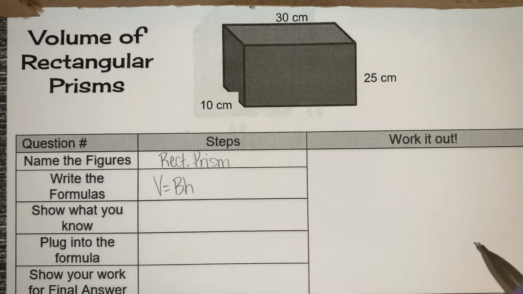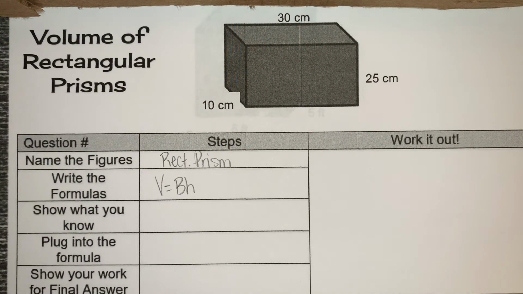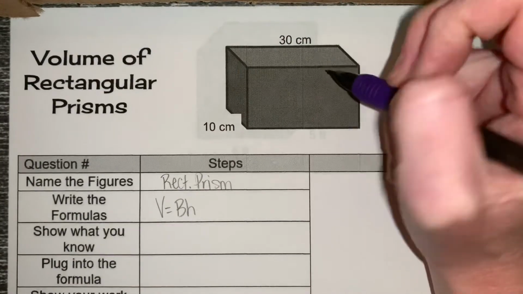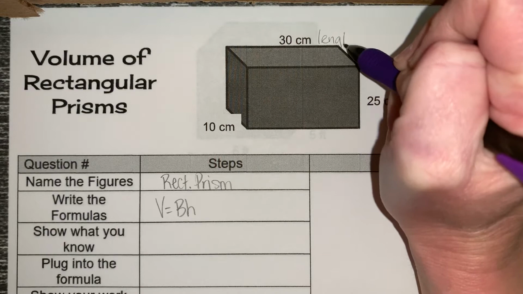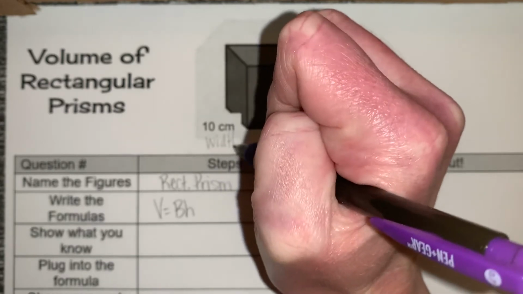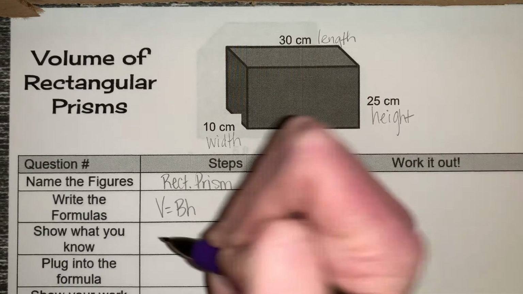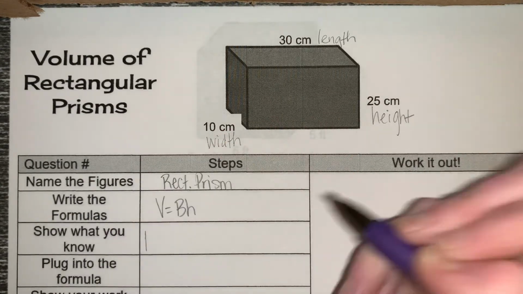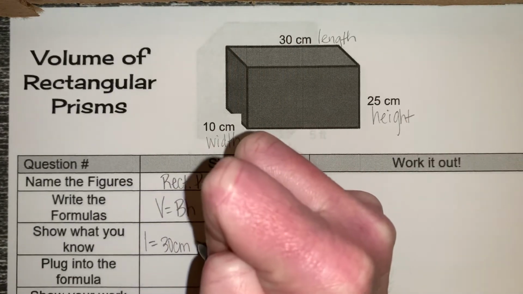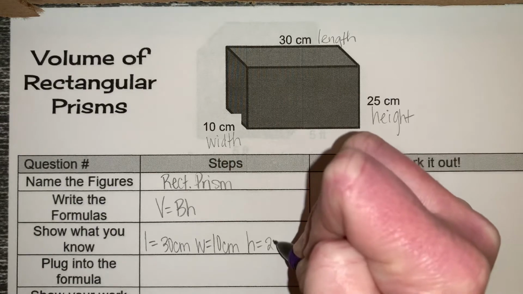When we write on the show what you know, we're going to list it as length, width, and height, so you'll know what numbers you need to multiply together. Okay, in this example, the length is going to be 30 centimeters. The width is going to be 10, and the height is 25. So length is 30, width is 10, height is 25.